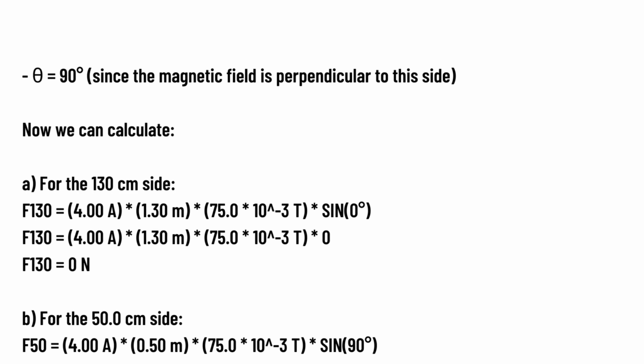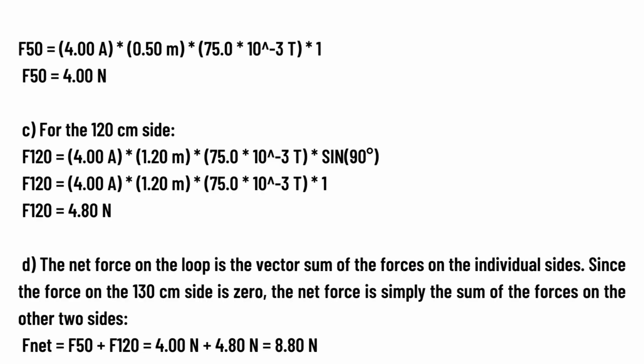for the 50 cm side, F50 is equal to 4.00 multiplied by 0.50 meter multiplied by 75.0 multiplied by 10 raised to power minus 3 T multiplied by sine 90. F50 is equal to 4.00 multiplied by 0.50 multiplied by 75.0 multiplied by 10 raised to power minus 3 T multiplied by 1. F50 is equal to 4.00 N.